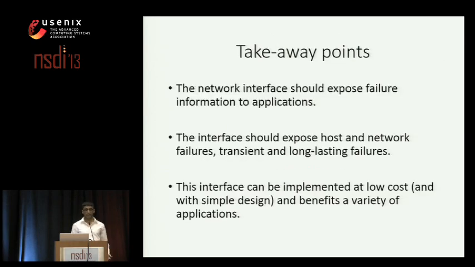So to summarize, I asked the question, what are the right abstractions for reporting failures to applications? And then I argued that the network interface should expose information about failures, as that helps applications recover effectively and improve availability. Then I showed you a simple yet effective abstraction that differentiates between host and network failures, transient and long-lasting failures, and also gives warnings. And I also demonstrated that this interface is not too hard to implement, and it provides sizable benefits to a variety of applications at low costs.